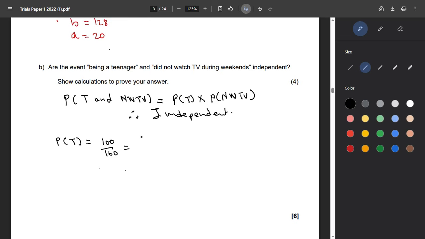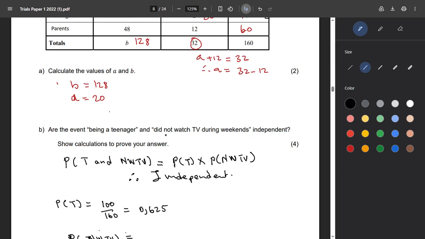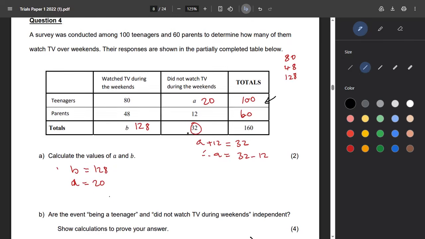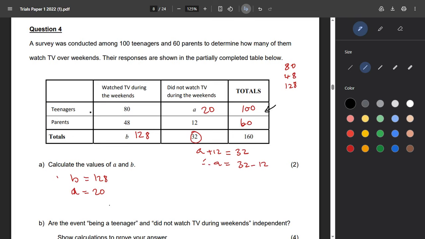Punch that on the calculator. And this gives us 100 over 160, that's 0.625. Okay, this is perfect. That's the probability of being a teenager. Now, let's find the probability of not watching TV. Because the question says, are being a teenager and not watching TV during weekends independent? So I'm going to look at the probability of not watching TV.